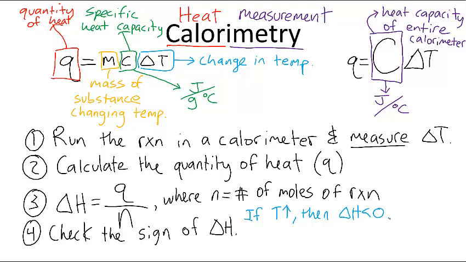And if temperature goes down, then delta H would be positive. So if temperature goes down, we're seeing a decrease in kinetic energy. We're turning kinetic into potential, so potential is going up. So really, I guess, we would say delta H, I should put a negative sign in that equation. Delta H equals negative Q over n, because it's going to go in the opposite direction.